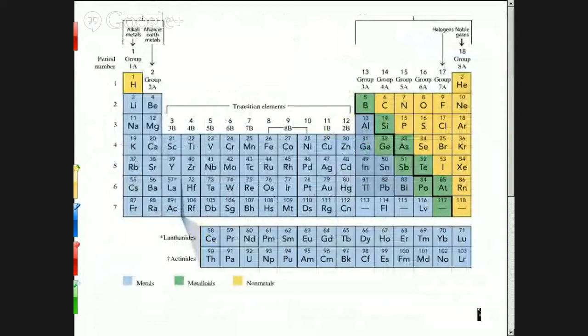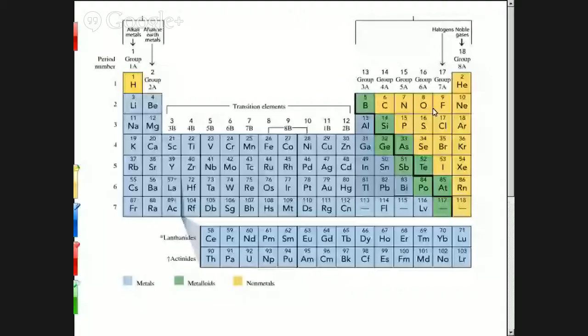And we see the color-coded areas, the metals, the semi-metalloids, and the nonmetals. So we talked a little bit about that. The staircase thing works pretty well, although we usually lump aluminum in with the metals rather than the semi-metals just because it has more metallic properties.